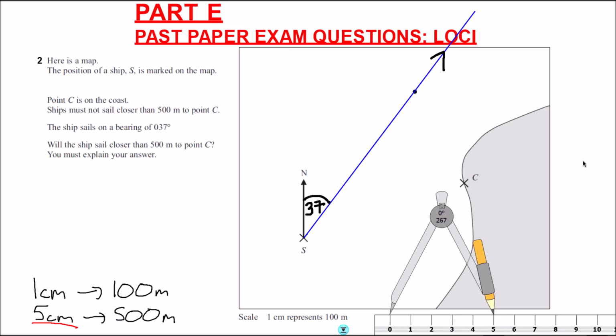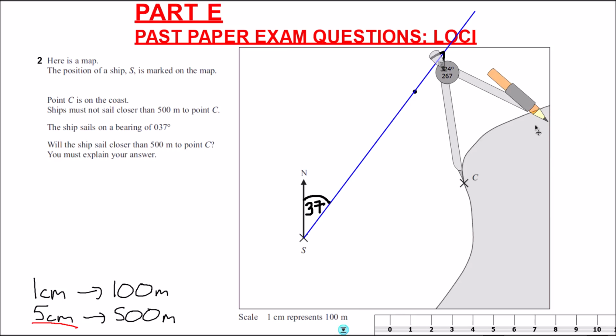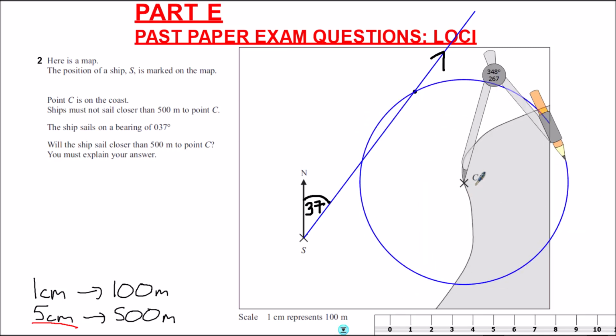like so, and then we put the compass needle at C, like this, and just do a curve, a circular curve all around point C, like so.